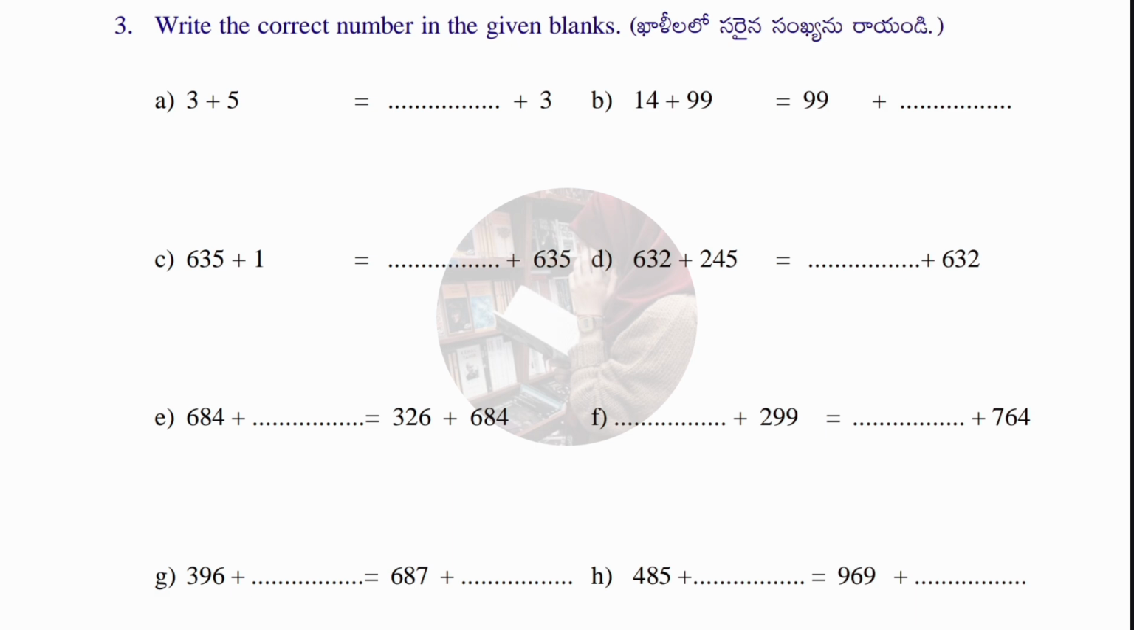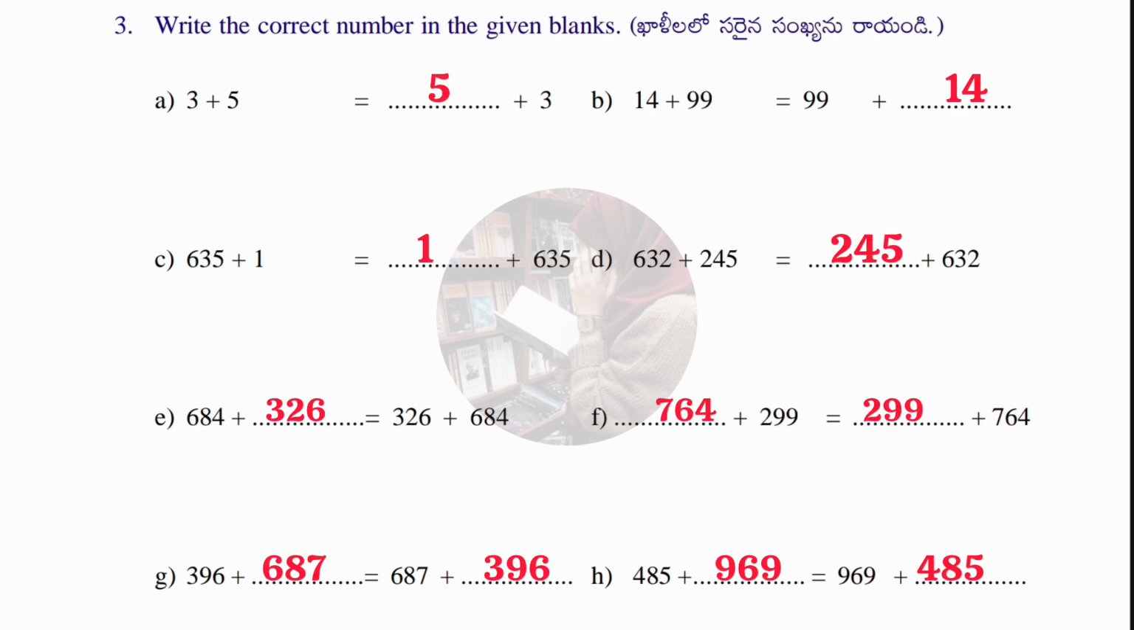Let's move on to the second Roman, which is write the correct numbers in the given blanks. Here we have fill in the blanks type. So first one is 3 plus 5 equal to dash plus 3, means 5 plus 3. Next second one, 14 plus 99 equal to 99 plus 14. Next third one, 635 plus 1 is equal to 1 plus 635. Fourth one, 632 plus 245 is equal to 245 plus 632. Next fifth one, 684 plus 326 is equal to 326 plus 684.